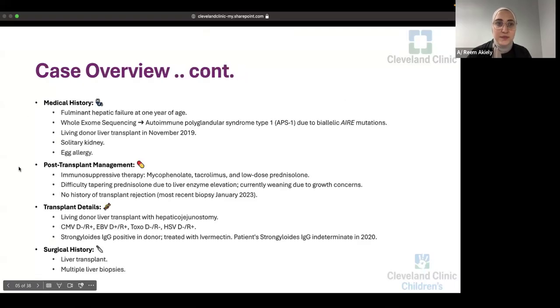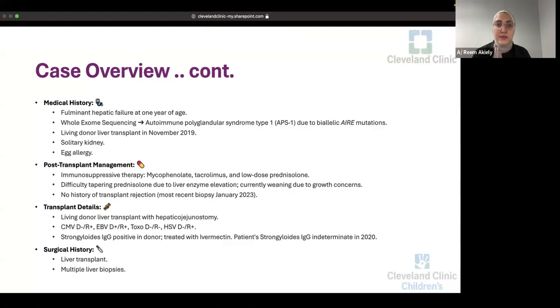Some background about this patient. He had fulminant hepatic failure at the age of 1 year, and as part of the evaluation for the hepatic failure, he got whole exome sequencing that identified biallelic mutations in the AIRE gene, thus making the diagnosis of autoimmune polyglandular syndrome type 1. He ended up getting a living donor liver transplant the same year, and he's also noted to have a solitary kidney and a confirmed egg allergy, being followed by allergy and immunology.